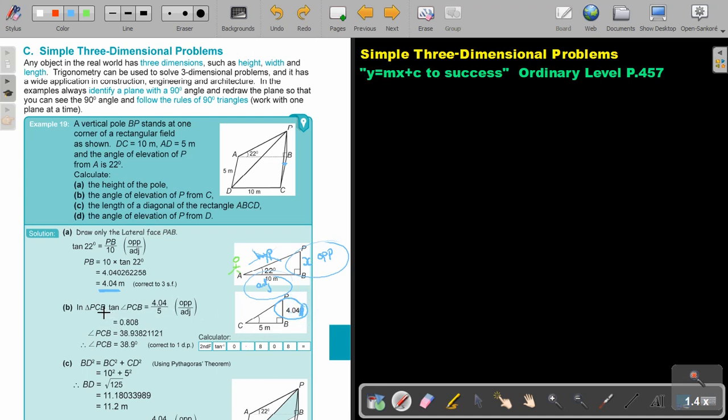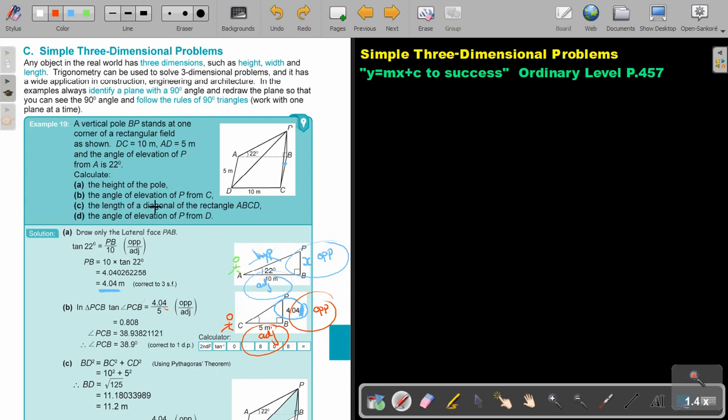I'm standing here, that's the angle I want. That's the opposite, that's the adjacent. So opposite over adjacent, and then what will that be? Tan. And don't forget, you must tell your calculator to go to angles. So press Shift tan bracket 4.04 divide 5, close the bracket, equals, and you will get 38.9 degrees.